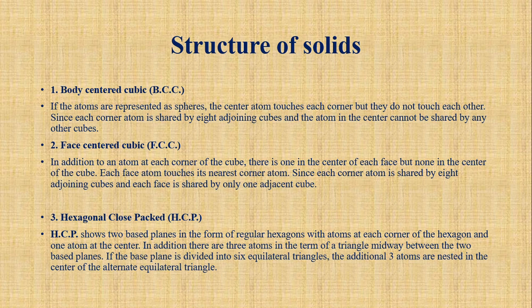Hexagonal close packed, HCP. HCP shows two base planes in the form of regular hexagons with atoms at each corner of the hexagon and one atom at the center. In addition, there are three atoms in the form of a triangle midway between the two base planes. If the base plane is divided into 6 equilateral triangles, the additional 3 atoms are nested in the center of alternate equilateral triangles.